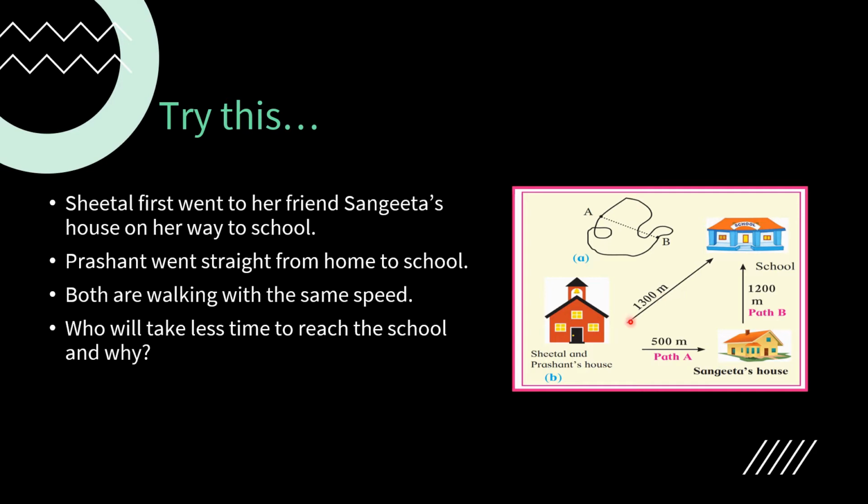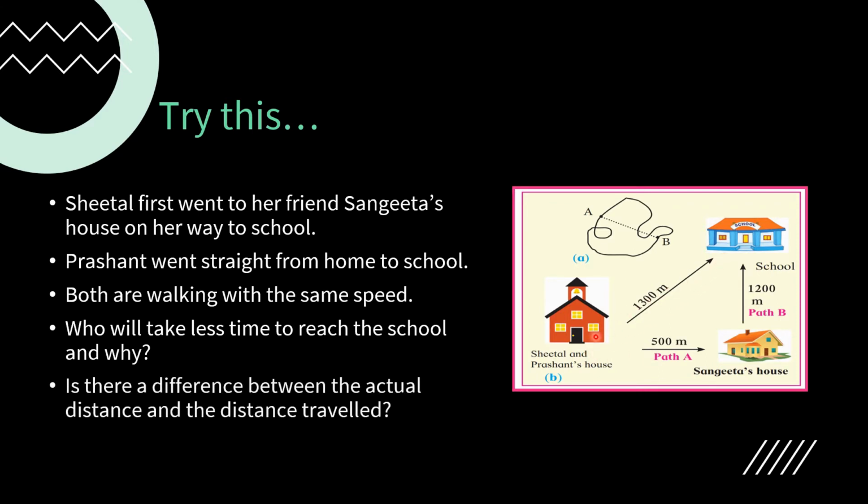But Sheetal first went to Sangeeta's home, which is about 500 meters apart, and then from there to school, which is 1200 meters. So totally they have to travel about 1700 meters. So obviously Prashant will be the first one to reach the school.